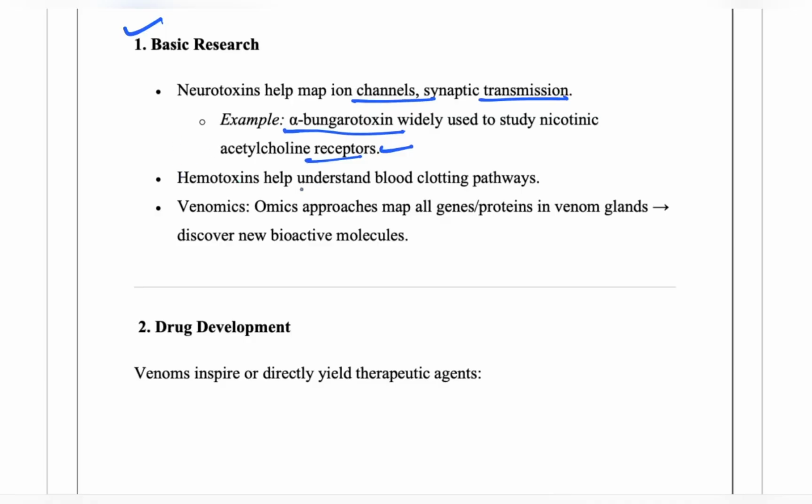And then hemotoxins help understand the blood clotting pathway. Venomics is the omics approach to map all the genes and proteins in the venom glands, right? So a snake has venom glands, and we can discover new bioactive molecules also. So in basic research, they are being used.